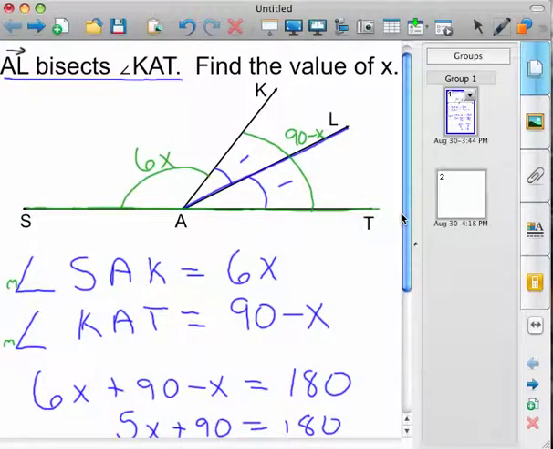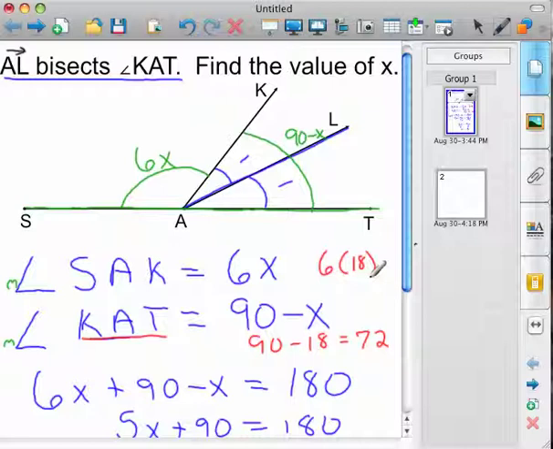So given the fact that KAT, let me use a different color, the fact that KAT is 90 minus x, you could take 90 minus 18 and end up with 72. Or you could take 6 times 18, and what do we got there? Let's see, 108. So you also have 108 that you could use.